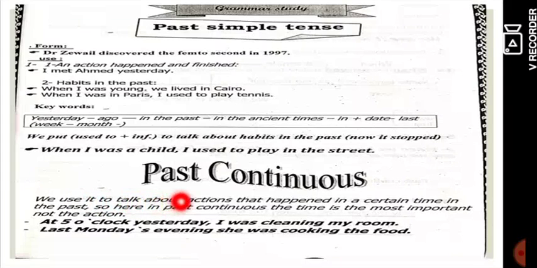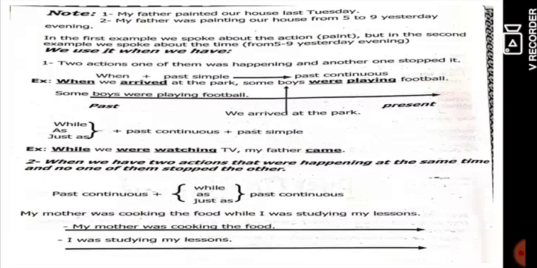Okay, what about past continuous? The usage of past continuous: we use it to talk about actions that happened at a certain time in the past. So here in past continuous, the time is the most important, not the action. The time is more important than the action. For example, at 5 o'clock yesterday, I was cleaning my room. Last Monday evening, she was cooking the food.